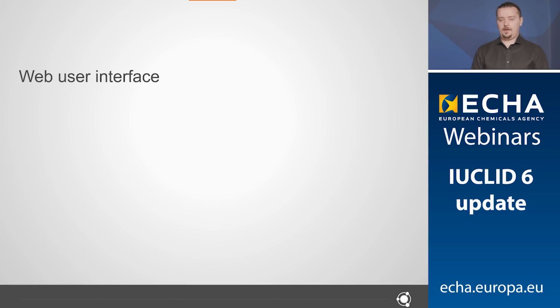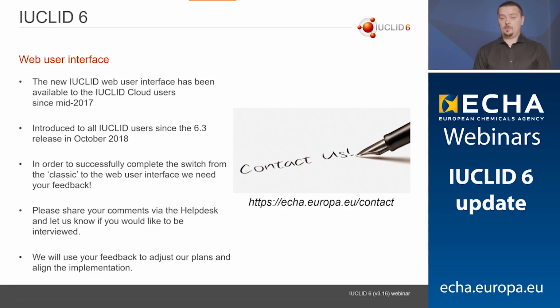My name is Tom Hag, and I also work for the Euclid team here in ECHA. Today I will quickly talk you through the changes that have been applied to the web user interface for the April release. As you all know, the new Euclid web user interface was already made available to the Euclid Cloud users in mid-2017, and we started introducing it to all Euclid users in October 2018. Of course, the target for the web user interface is to eventually switch over from the so-called classic view to a full web user interface.